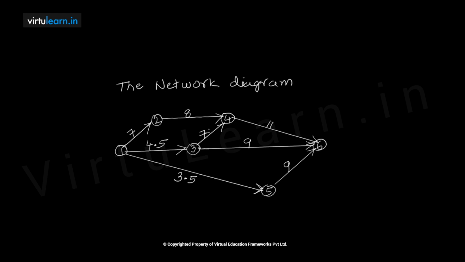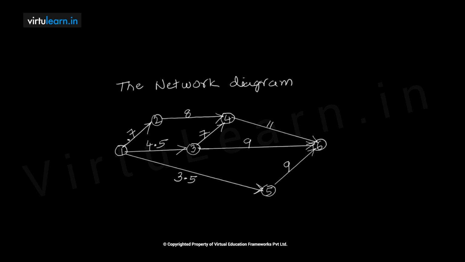Then 1, 3, 6: 4.5 plus 9, 13.5. Similarly 1, 5, 6 path: 3.5 plus 9. So when we observe, the path 1, 2, 4, 6 is the longest duration path.